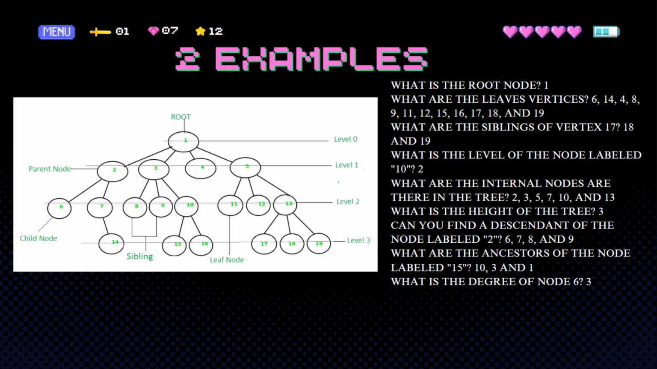Next question is, what are the ancestors of the node labeled 15? So the ancestors of the node labeled 15 are 10, 3, and 1. The last question is, what is the degree of node 6? So the degree of node 6 is number 3. Kasi mag-start lagi tayo sa 0 hanggang makarating tayo sa labeled node, which is the number 6.